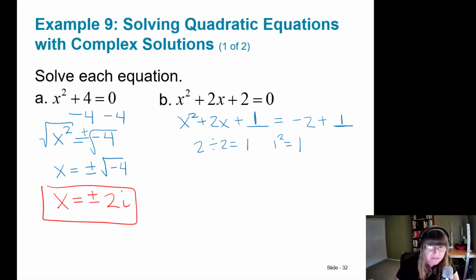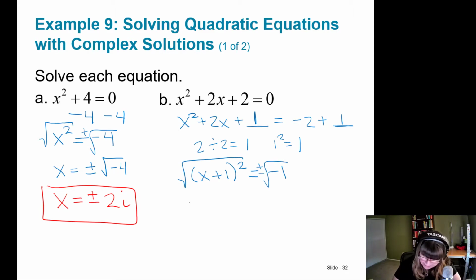Okay, now I'm going to factor the left-hand side, and I get x plus 1 squared, and negative 2 plus 1 is negative 1. Okay, and now I'm kind of back in the situation where I was in part A, where I've got something squared equals something. So I'll just take the square root of both sides. Okay, and I get x plus 1 equals plus and minus the square root of negative 1. Oh, and before, remember, we had no solution, but now we do. The square root of negative 1 is i. This is x plus 1 equals plus and minus i. I'm going to subtract 1 from both sides.